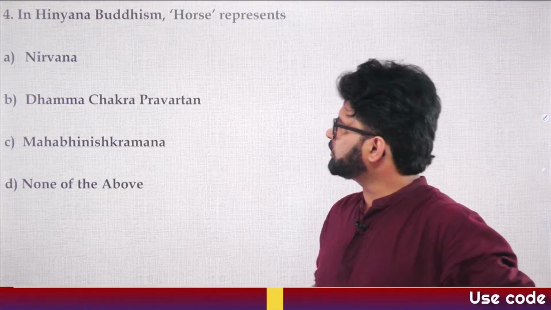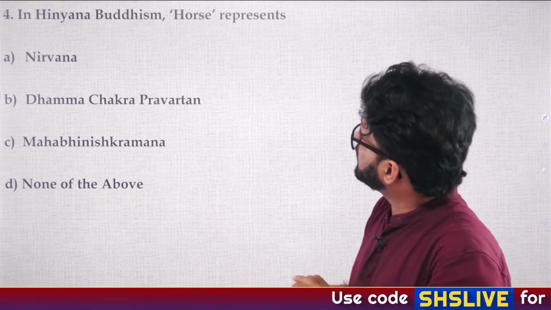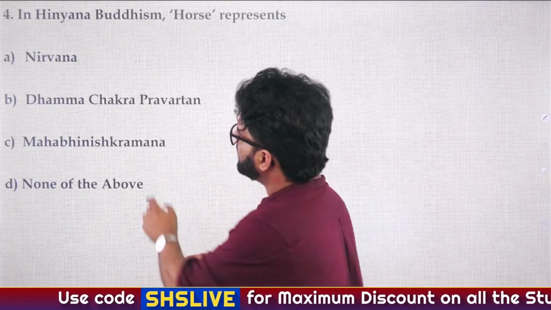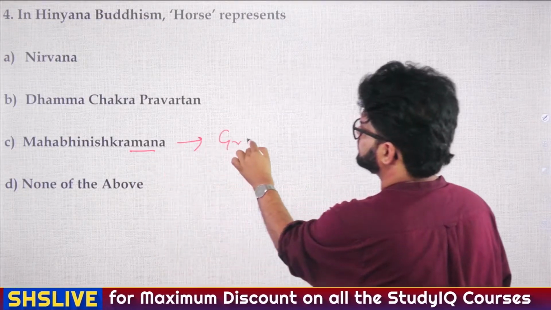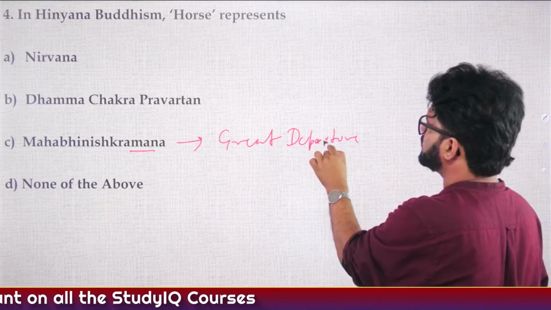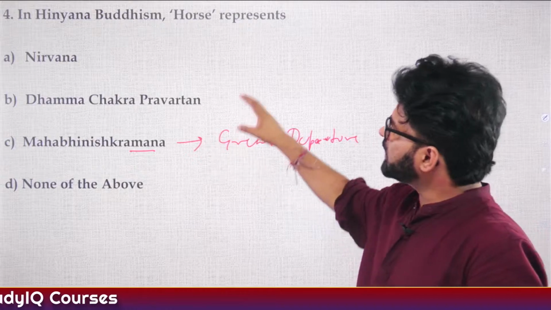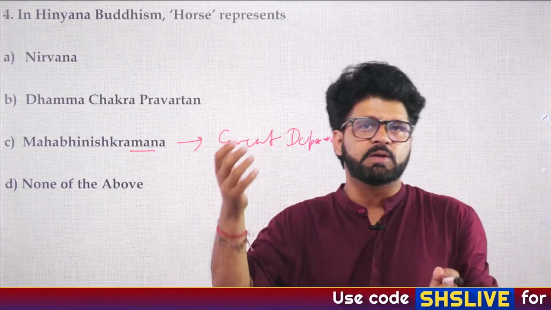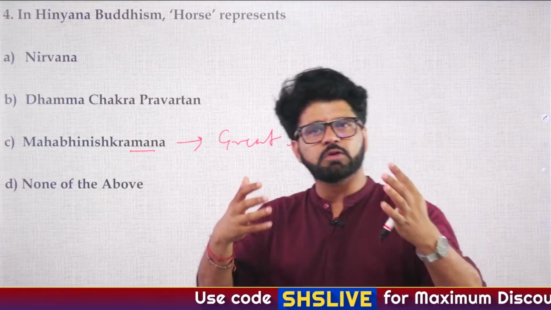Umesh has given the answer. Umesh, Dark, you people are the fastest when it comes to answering questions. So horse represents Mahabhinishkramana, the great departure. Again, you can go and watch that video on Buddhism. In Hinayana Buddhism, they represent Buddha in symbolic form. In Mahayana Buddhism, they represent Buddha in anthropomorphic form. And we have also seen the example for it.